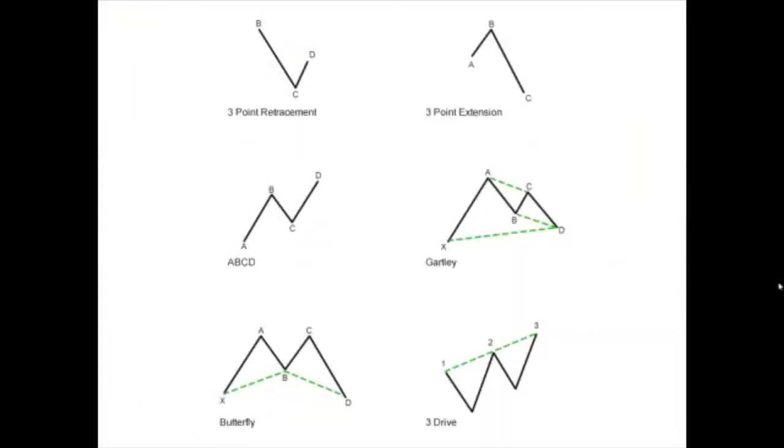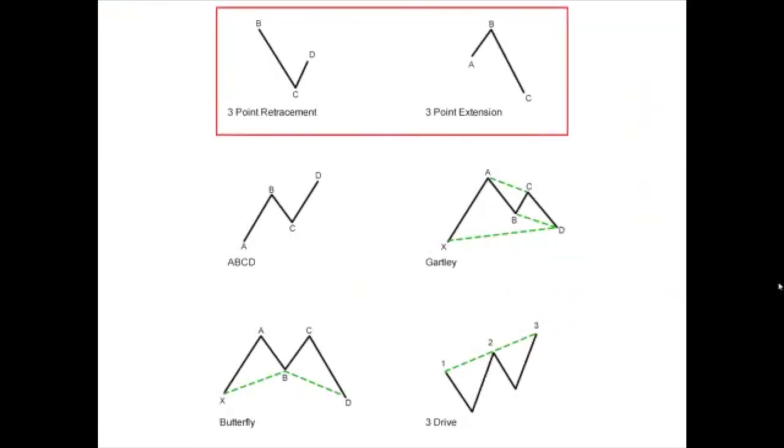Autochartist identifies 6 different classes of Fibonacci patterns. The simplest 2 types of patterns are retracements and extensions. These both have 3 turning points, that is, where price graphs make highs or lows. Let's look at an example.